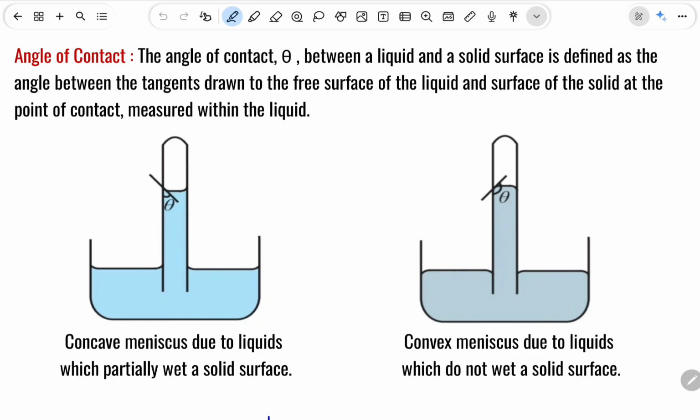Okay, so before understanding angle of contact, we need to make an observation first, which is about the top surface of the liquid whenever it is filled in a tube. So let's say we have a tube over here and we fill a liquid in it. Now we generally expect that the top surface of the liquid should be flat, but that is not necessary. The top surface is curved. Now, it can be curved downwards like this, or it can be curved upwards like this. This curved shape is called as meniscus.